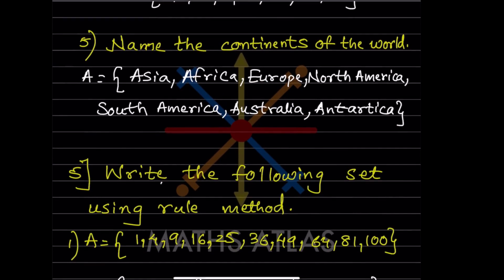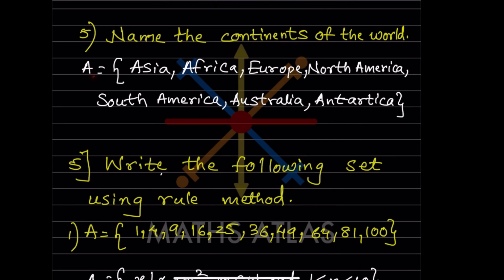Name the continents of the world. So A, suppose this will be Asia, Africa, Europe, North America, South America, Australia, and Antarctica.